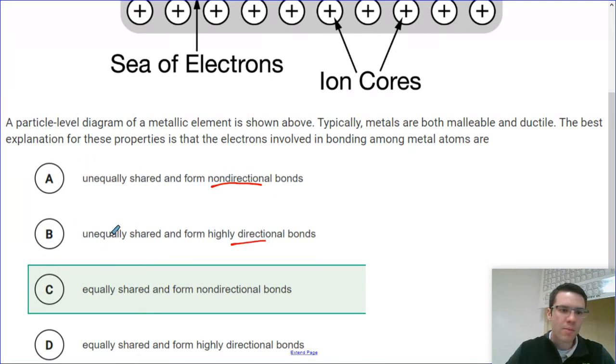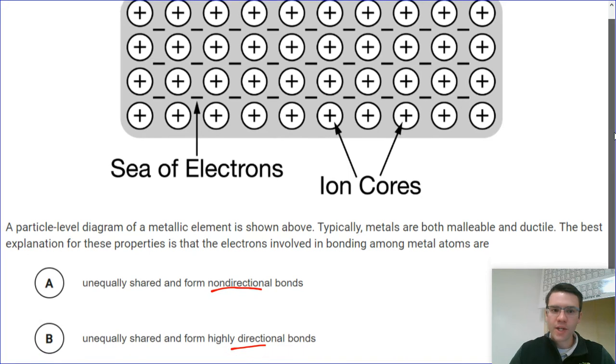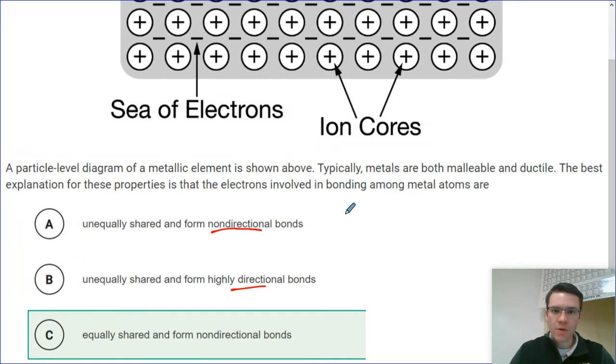Let's just look at our first part here. It's either unequally shared or equally shared for the bonding. Well, these electrons are free to move all the way throughout this whole structure. That's an equal sharing. An unequal sharing for A and B, unequal sharing would be something like hydrogen attached to fluorine. And fluorine's more electronegative. It gets a negative charge, and the hydrogen gets a positive charge.